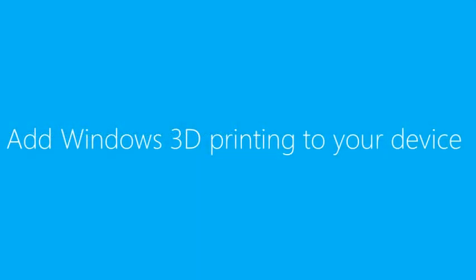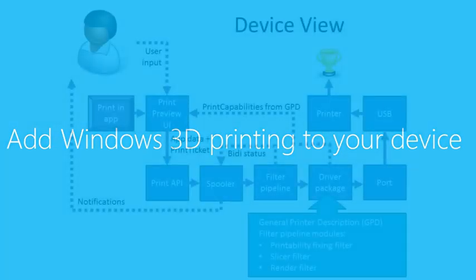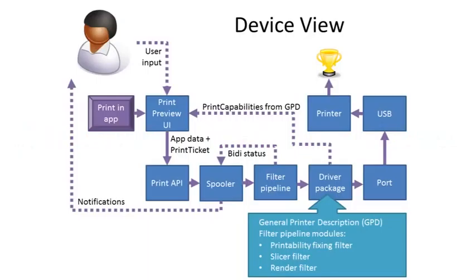Let me talk a little bit about adding support to your device. Here is a more device-specific view of the 3D print system. It's very similar to the app view, but there's a little bit more focus on the device driver and how it integrates with the USB subsystem. So again, the user clicks print, they get a print preview UI, it sends the app data and print ticket through the print API to the spooler, and the spooler then sends it to the appropriate print driver associated with that printer, to the print driver package.